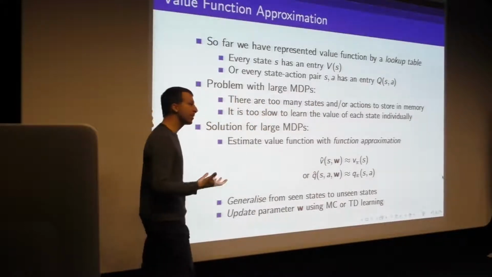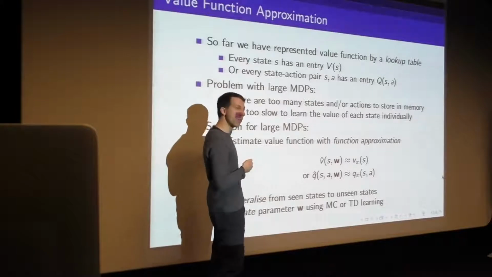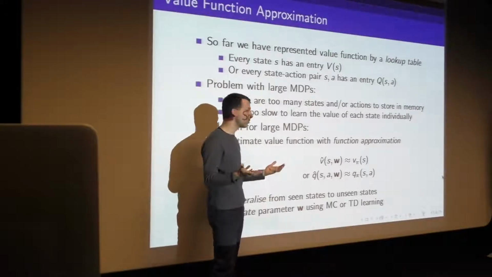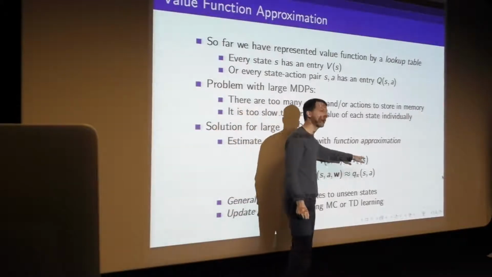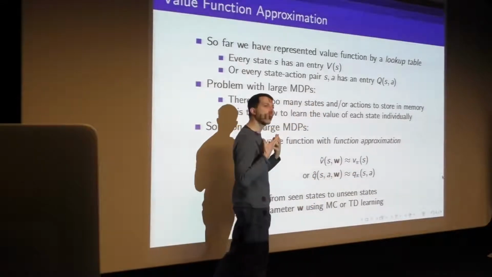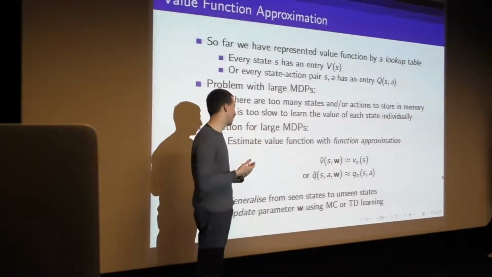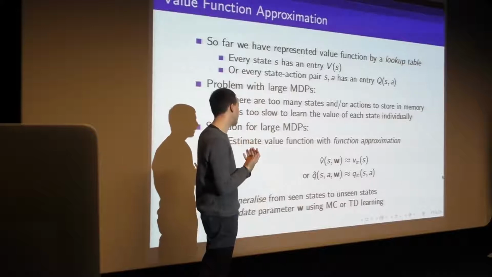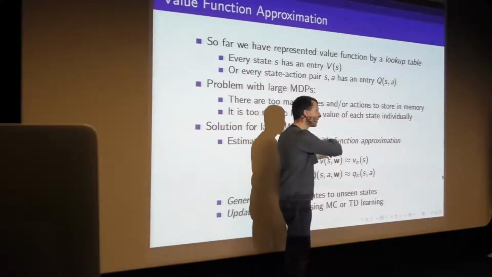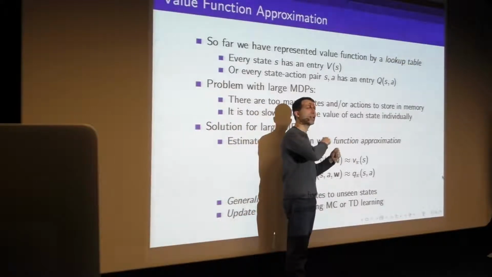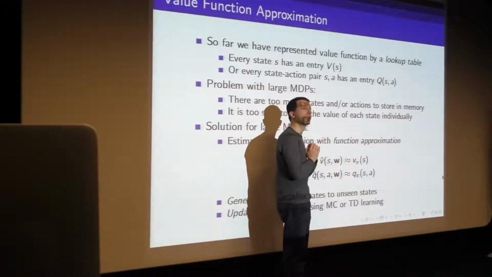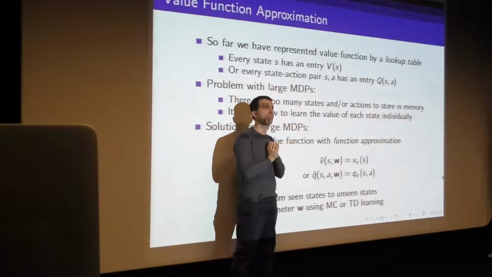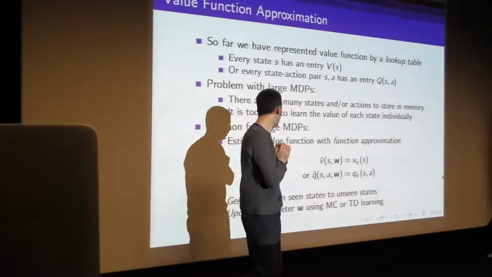And what this is going to enable us to do is not just reduce the memory. We can reduce the memory if there's a smaller number of weights than we had states. But it's not just going to reduce the memory, it's also going to allow us to generalize. And the reason it allows us to generalize is because we can fit our function to states that we've seen, and we can generalize to states that we haven't seen by querying our function approximator at points that we've never actually seen so far.